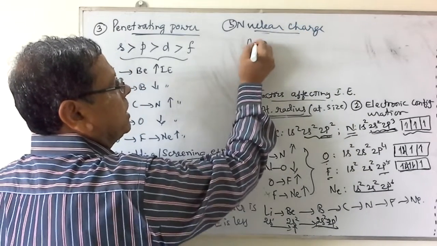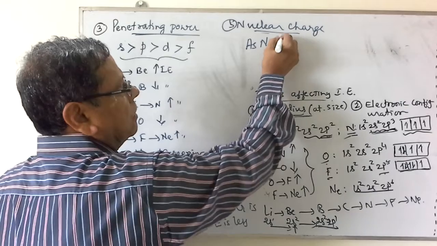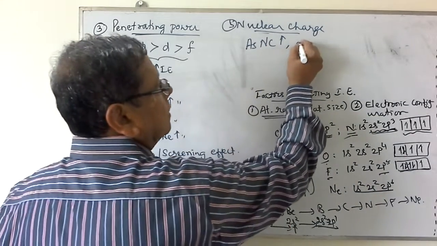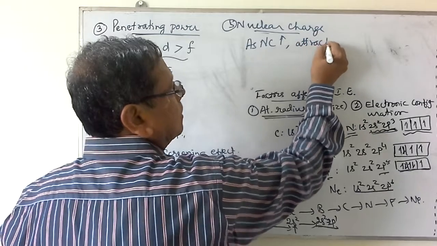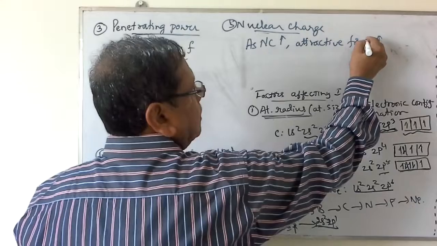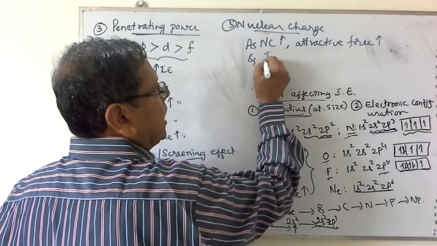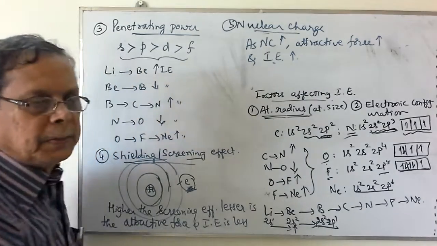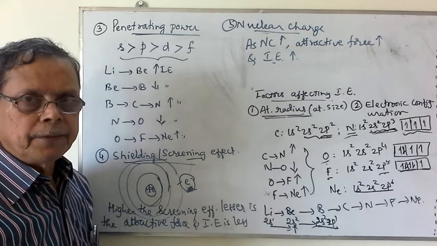Simple. As nuclear charge increases, automatically attractive force increases, and hence ionization energy increases. This we observe across the period.